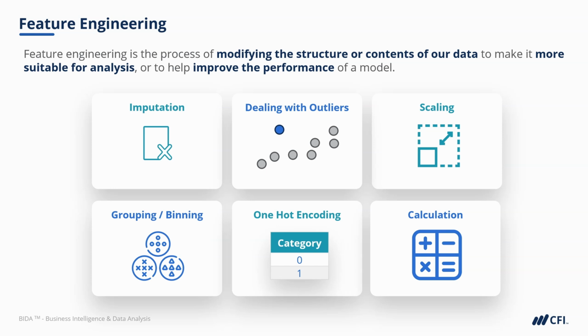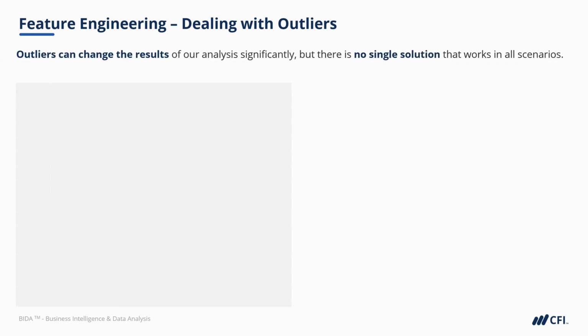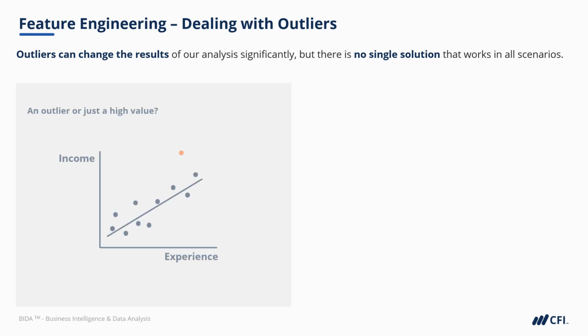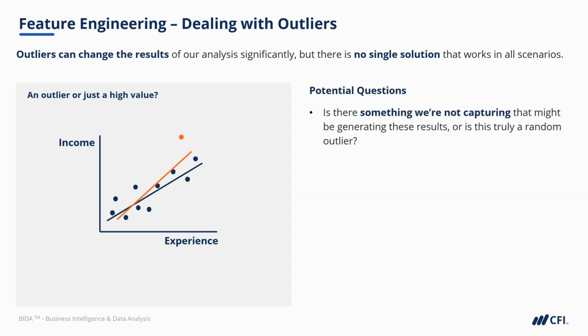Imputation we already looked at earlier on in our data cleansing section, so let's take a look at the other five. Dealing with outliers. So outliers can change the results of our analysis significantly, but there's no single solution that works in all scenarios. Looking at this chart of experience versus income, is this orange point an outlier, or just a high value that we should incorporate in our analysis? Our decision will affect our line of best fit, and so potential questions we need to answer here are, is there something we're not capturing that might be generating these outliers? Or is this truly a random outlier?